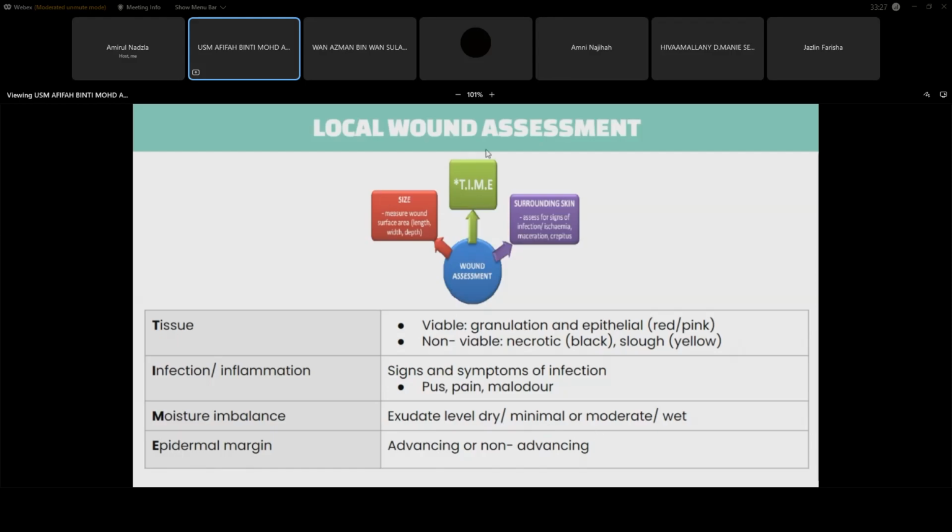And then in addition to TIME, we also have to determine the size of the wound, whereby we measure the wound surface area, which includes length, width, and also depth. And then look at the surrounding skin too to assess for any signs of infection or ischemia or any maceration or crepitus.